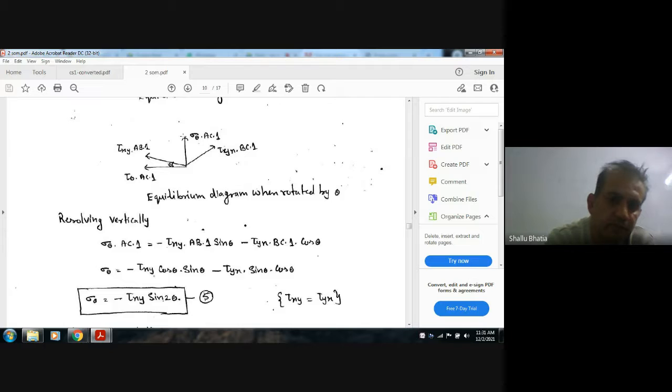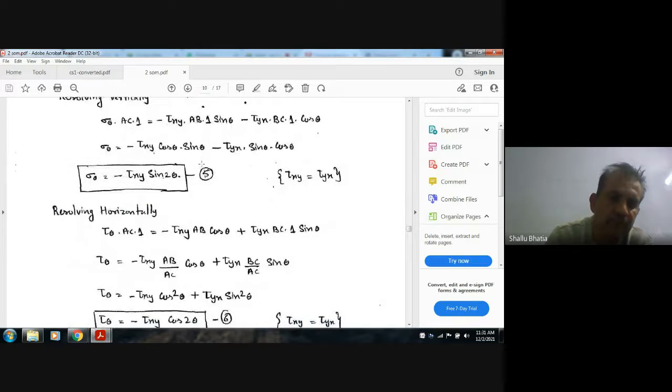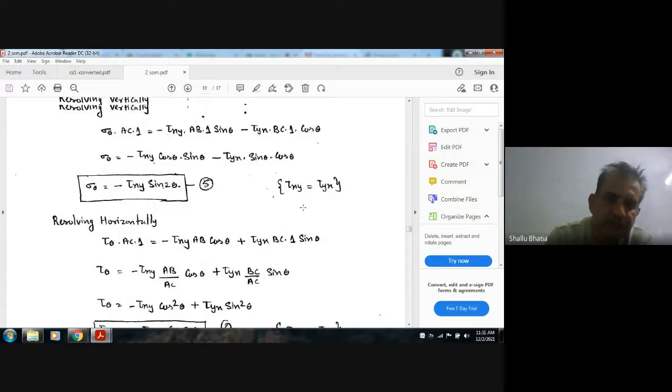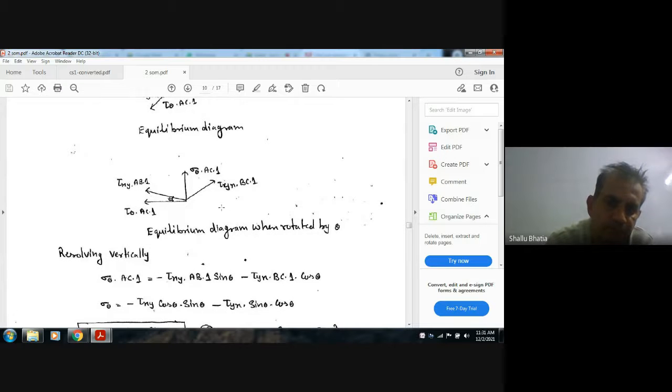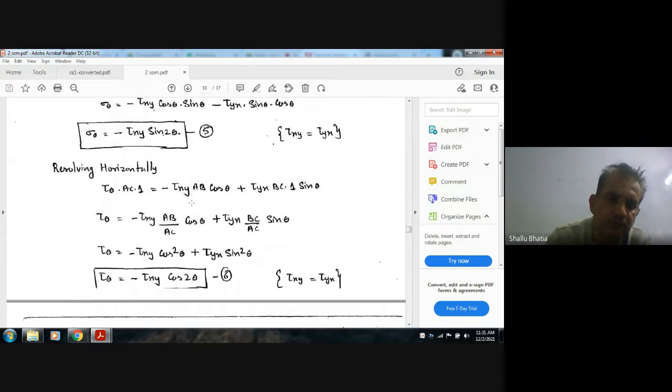When we take the horizontal direction, this is sigma theta AC, this will be cos theta, and this will be sin theta. Resolving horizontally: tau theta AC into 1, tau xy AB cos theta. Tau xy is in the positive direction, and this is in the negative direction, so it will be negative here and positive.